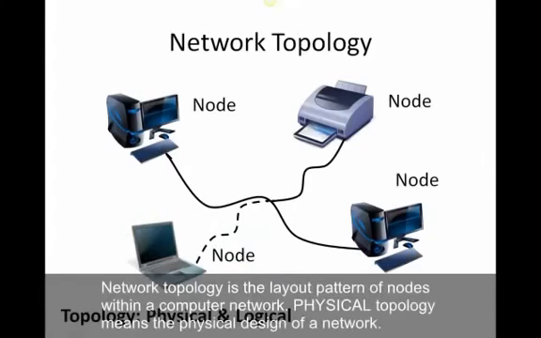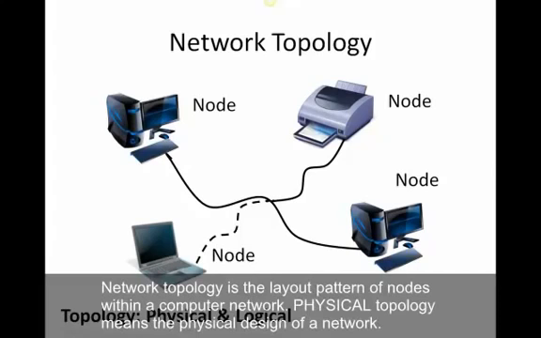Let's talk a little bit about network topology. Network topology is the layout pattern of nodes within a computer network. Physical topology means the physical design of a network, including the devices, location, and the cable installation. Logical topology refers to how data is transferred within the network. To determine the type of topology that's used, you'll map the data flow between nodes.